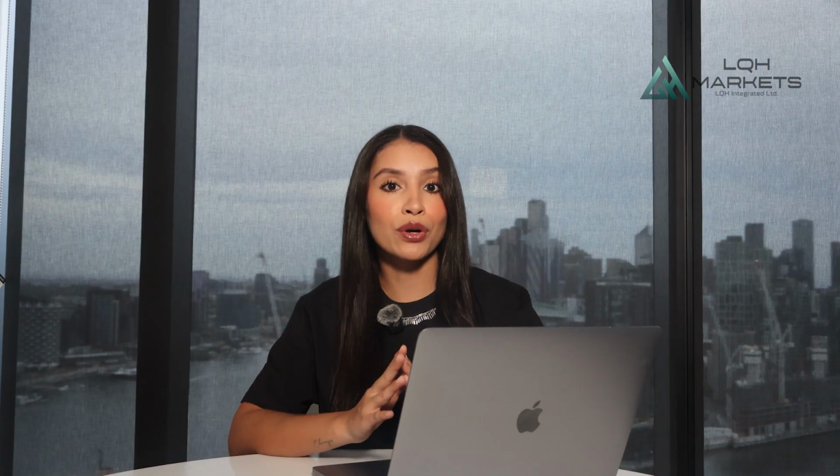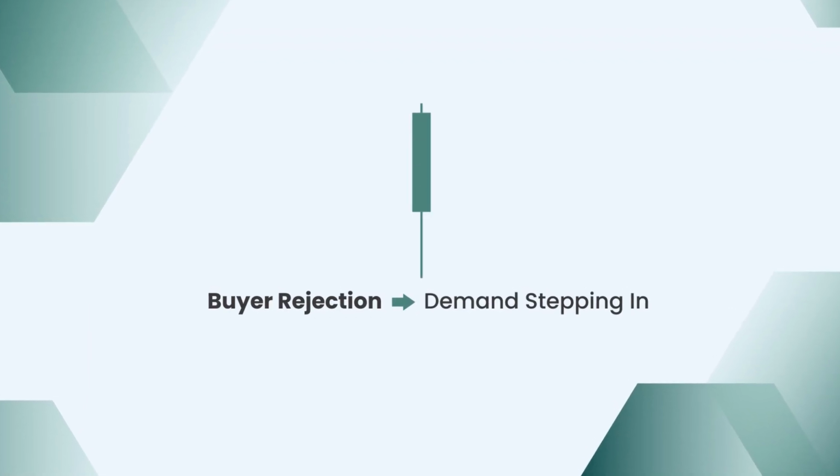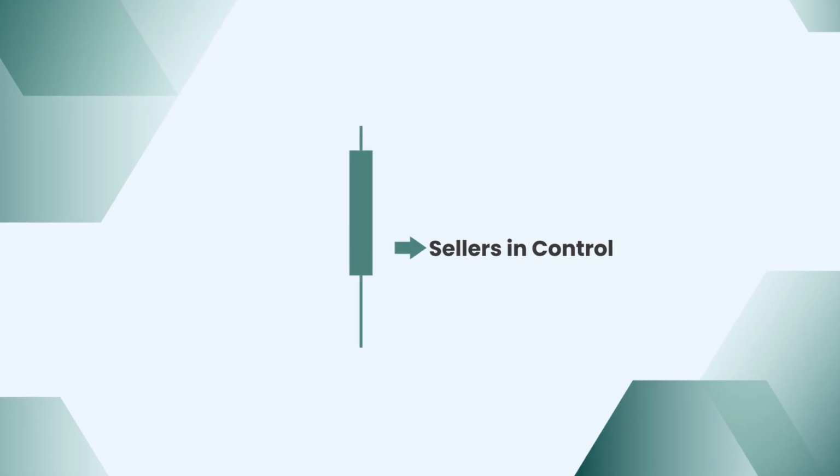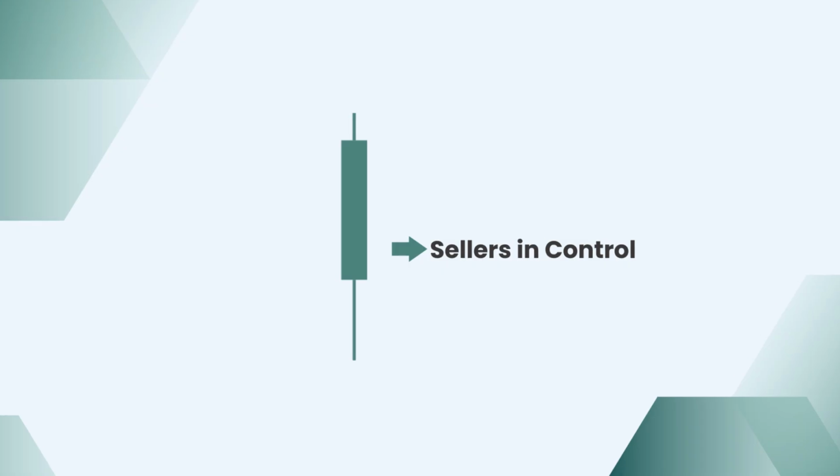Sellers tried to push price down, but buyers came in hard and lifted it back up. That long wick isn't random, it's evidence that buyers defended that level. But if the candle closes near its low, the message is completely different. That means sellers dominated the session and didn't let buyers recover. The low price becomes a sign of weakness, showing bearish momentum.